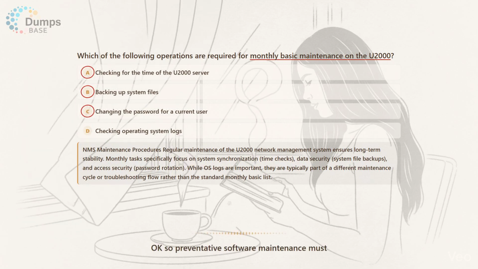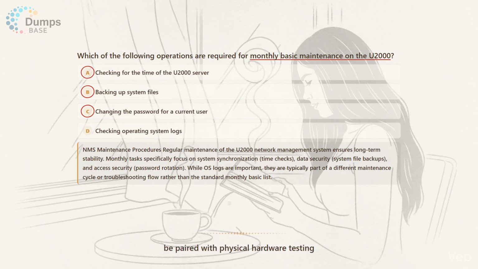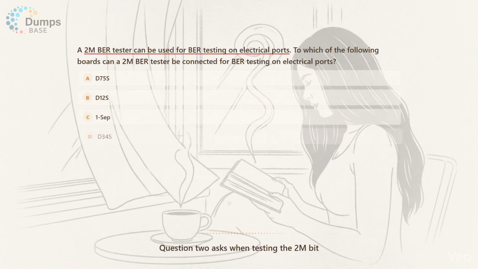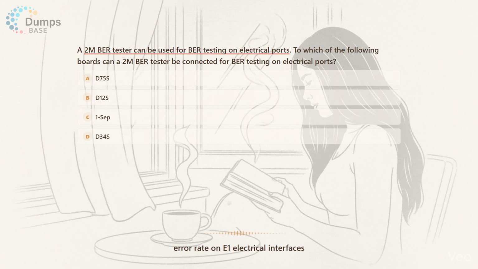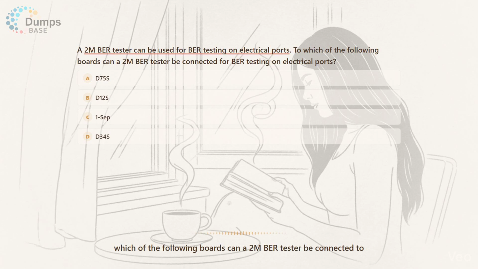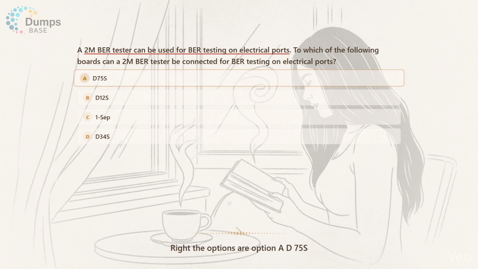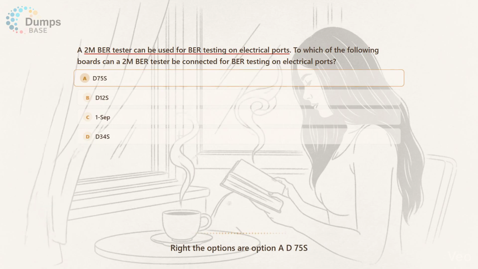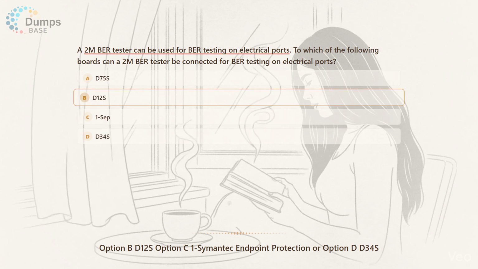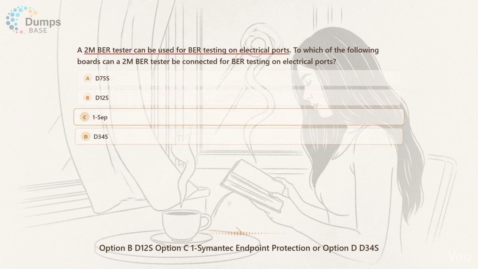Okay, so preventative software maintenance must be paired with physical hardware testing. Question 2 asks, when testing the 2 Mbit error rate on E1 interfaces, which of the following boards can a BER tester be connected to? A very practical scenario. Right. The options are Option A, D75S, Option B, D12S, Option C, 1SEP, or Option D, D34S.